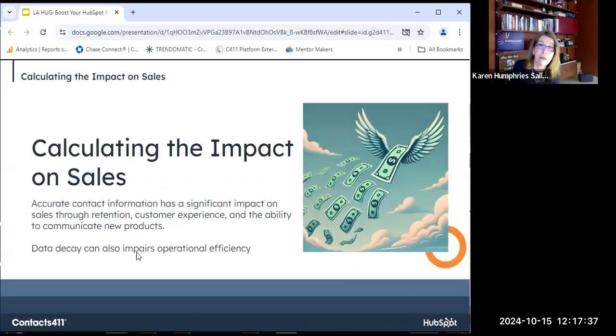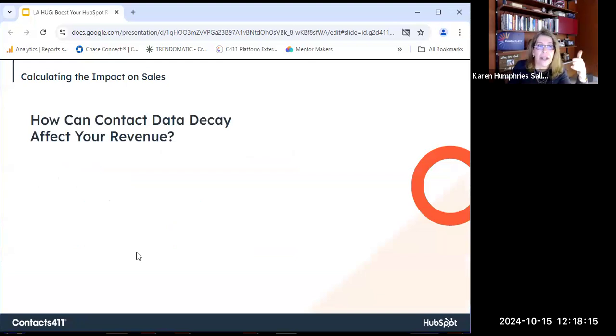Okay, so now we talked about how much the value of retention is. We talked about how much it costs to get a new customer. What about the impact on sales of having that accurate information? You can look at it from, okay, what am I losing in retention, or what do I have to spend? But there are some really simple ways to think about, if I just had better contact data, what would that do? What would that impact be on my sales? And this isn't even going to calculate how that impairs operational efficiency. Okay, so what does this mean?